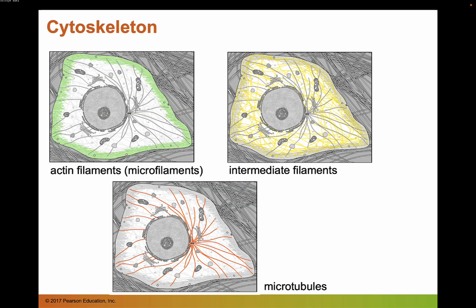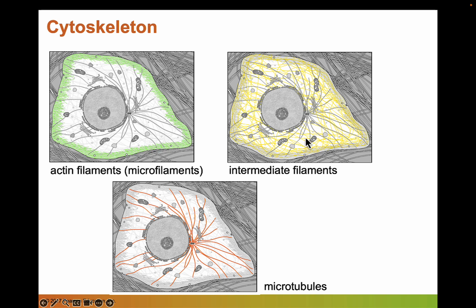So there are three main filaments that make up the cytoskeleton, and we're going to talk about each of these. Those filaments are actin filaments, which are also called microfilaments because they're the smallest, intermediate filaments, and microtubules. Okay, so here's what actin filaments look like. Actin is primarily gathered around the periphery of the cell, although it's not depicted in this picture. You can also find actin in the center.